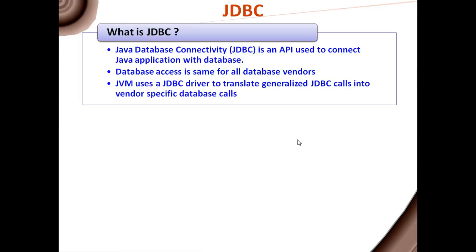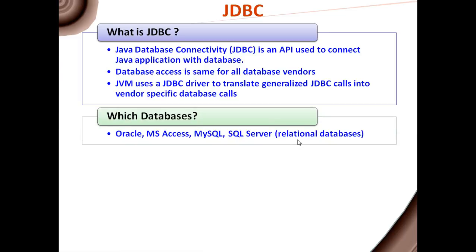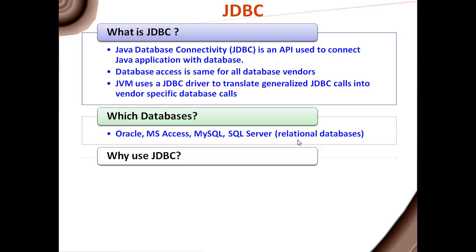Internally, the JVM also uses a JDBC driver so that it can translate whatever calls you are making to a specific database. That is the responsibility of a JDBC driver, so that an application programmer, say a Java programmer, need not bother about all the technical details. So which are the examples of databases? As I was mentioning, you can have Oracle, MS Access, MySQL, SQL Server, and so on. They are typical examples of RDBMS or relational databases.